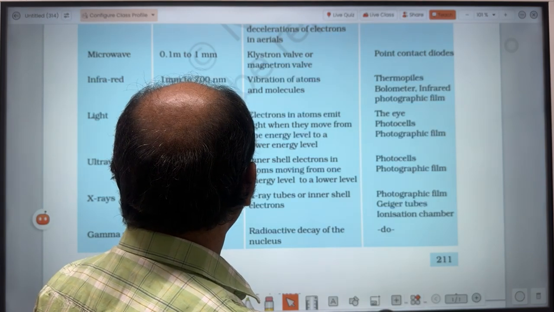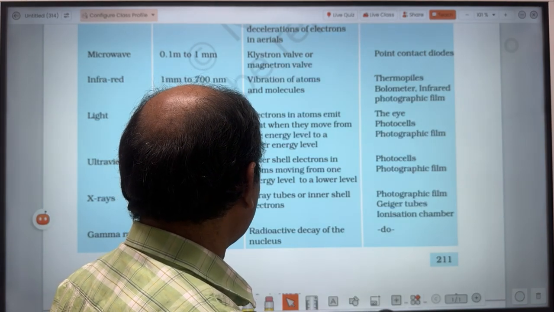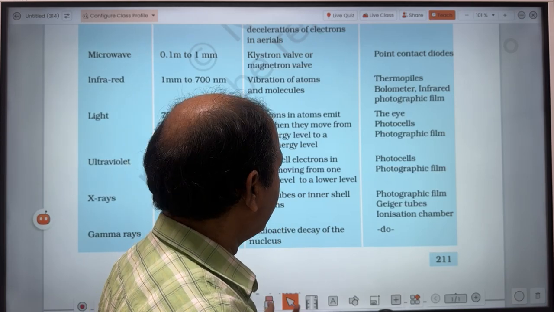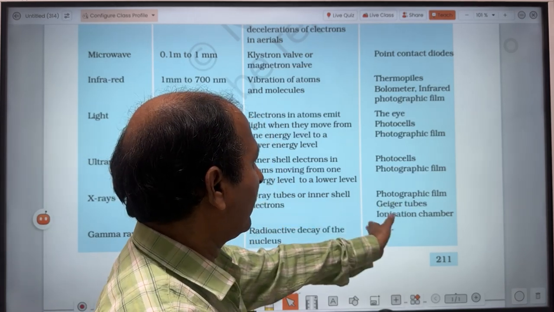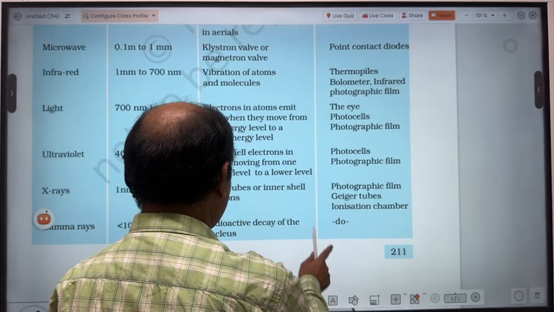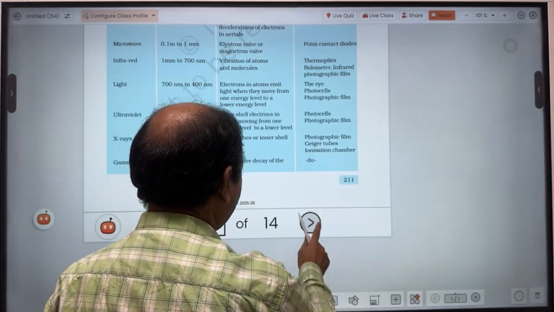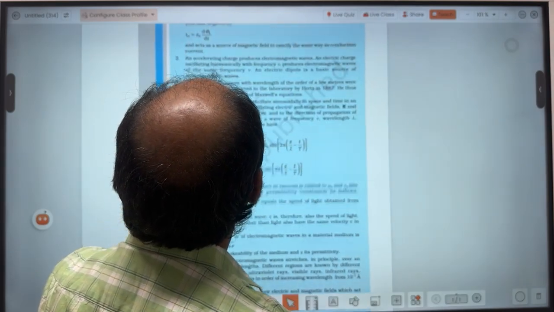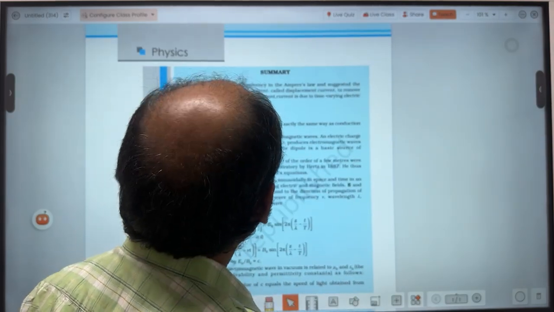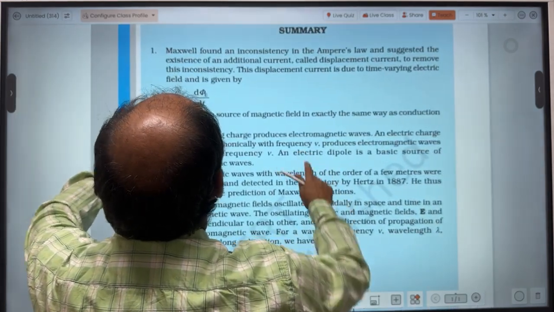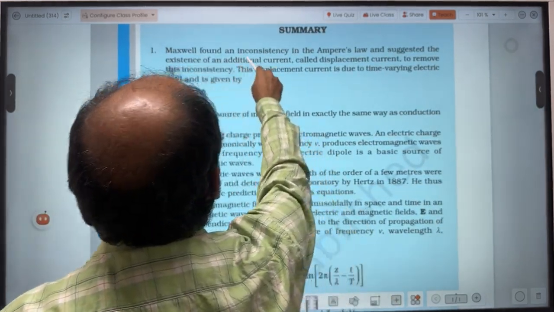And the last one is gamma rays, whose wavelength is less than 10 power minus 3 nanometer, and production is by radioactive decay of the nucleus, and detection is by photographic film, Geiger tubes, and ionization chamber. So this was the summary of the lesson, and then a quick recap of the things that we have studied.